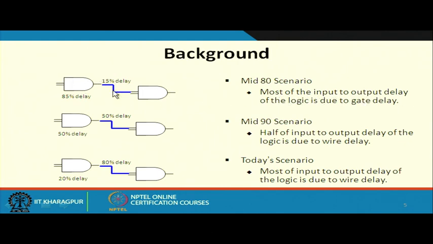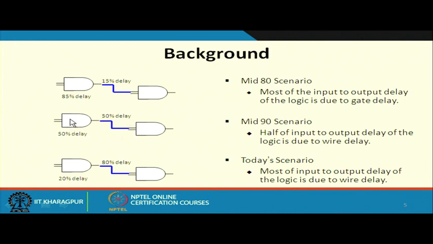Now, in the 80s, the scenario was that for most of the input to output delay, the contributor was the logic gate. Roughly 85% of the delay was contributed here, and the rest 15% was contributed in the interconnections. But in the mid 90s, the interconnection delays started to go up because the wires became thinner, and also the gates became smaller, so they became faster. So, now the contribution becomes roughly 50-50, 50% here and 50% there.